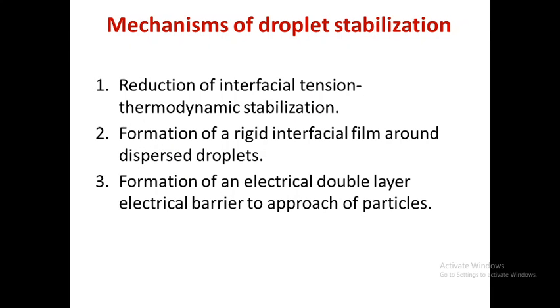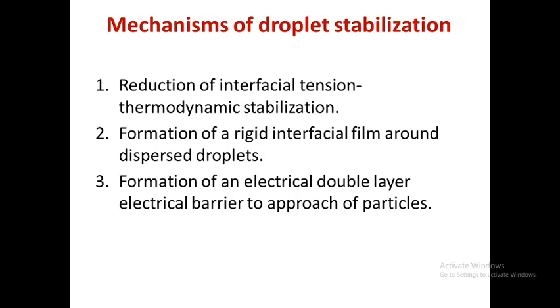So there are three different mechanisms of droplet stabilization. First, which we have already studied, is reduction of the interfacial tension. By reducing the interfacial tension, the surfactant can stabilize the dispersed phase droplets. The second mechanism is formation of a rigid interfacial film around the droplets of the dispersed phase. The surfactant or emulsifier adsorbs on the surface of dispersed phase droplets and forms a rigid monolayer film around them, and thus prevents the coalescence of the dispersed phase droplets.